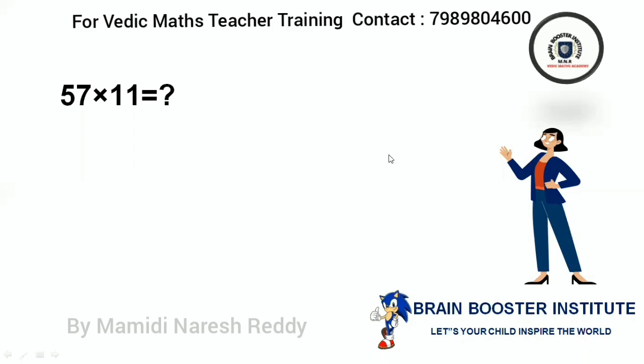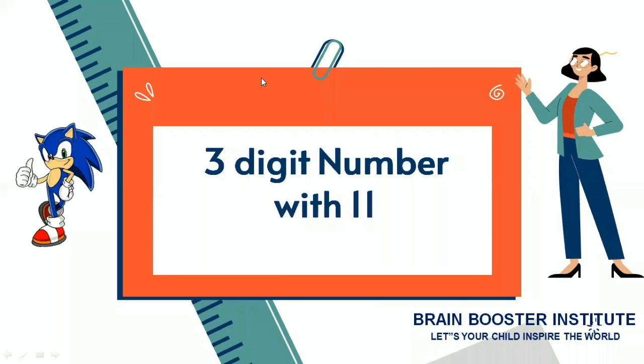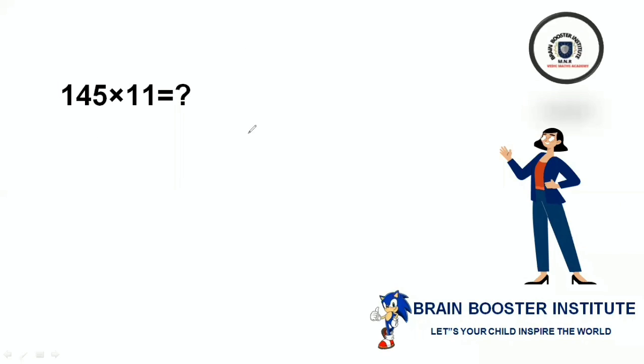And the next one, 3-digit number. Wow, wonderful. Is it applicable for a 3-digit number also with the same process? Now let's see. So 145 into 11. I'm writing here 145, my dear friends, and same steps.